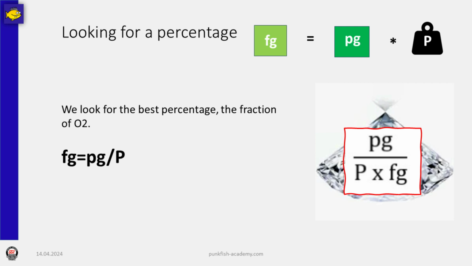This time we come back to our nice little diamond, and we just have to separate another thing. We have to separate the fraction of the gas, because this is what we are looking for. We want to know which nitrox to use, so we want to know which fraction of oxygen we want to have in our mix. And we can easily take this from our diamond. The fraction of the gas that we are looking for is the pressure of the gas divided by the absolute pressure. So let's fill in these blanks.